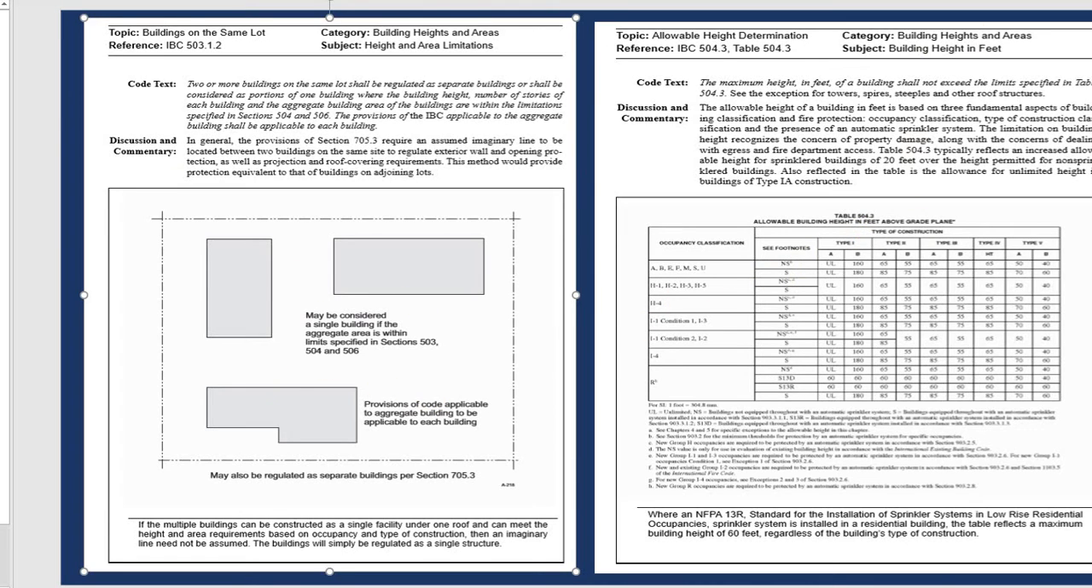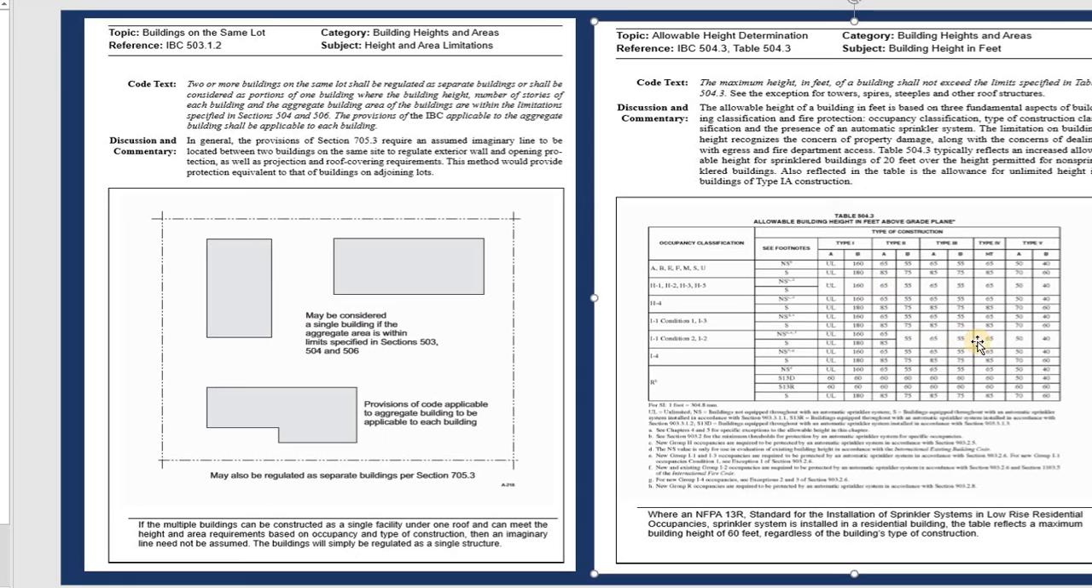On the next one, you can see Table 504.3. They show you the different groups and the footnotes, and they have the type of construction. If you look at Type 1, 2, 3, 4, 5, we have 2 different ones for each of them: Type 1A, Type 1B, same thing 2A, 2B, 3A, 3B, and this is for the group ones. After that, they tell you the building height in feet.